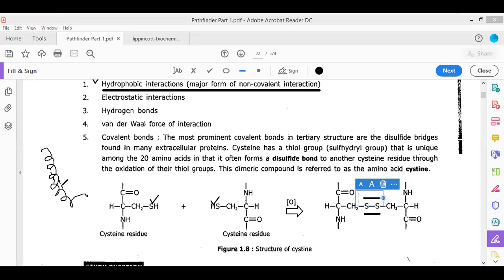Okay, they have disulfide linkages present within themselves because they have curly hairs. Okay, these are the disulfide linkages. Now, something special that I'm going to tell you all.